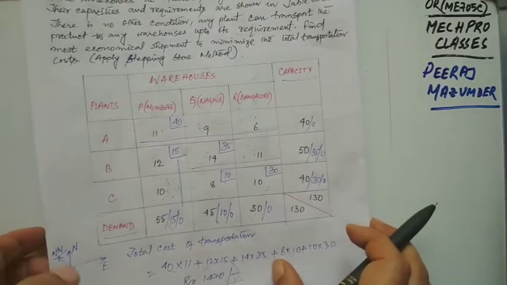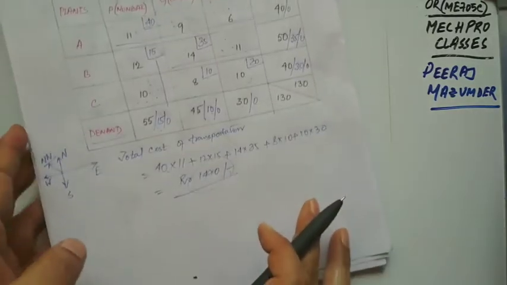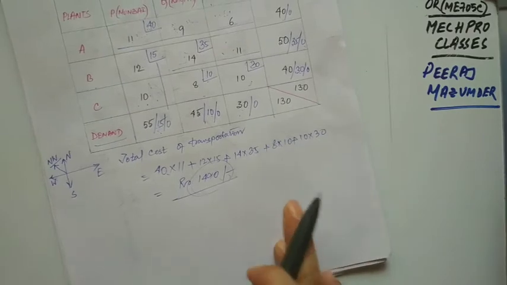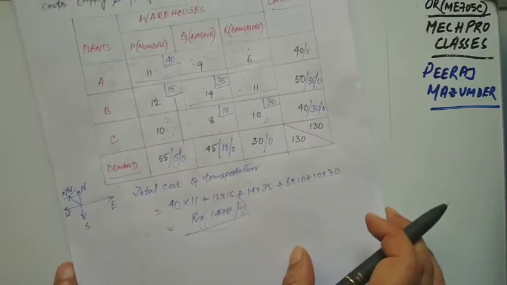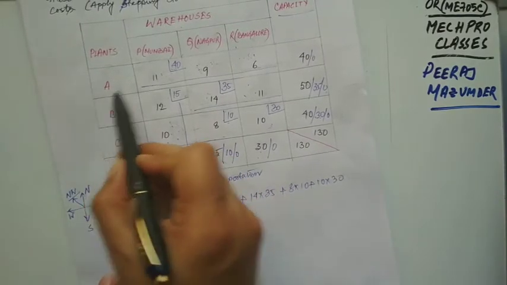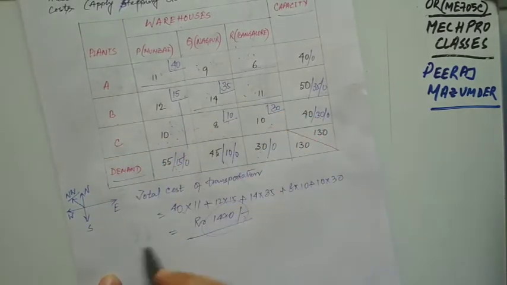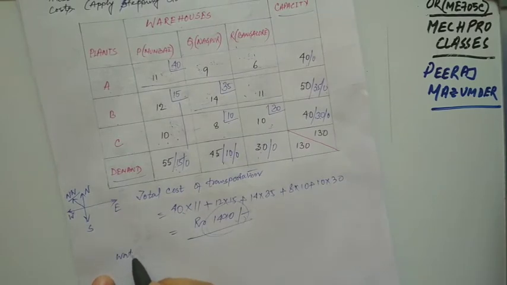For constructing the loops, the stepping stone method says we have to construct loops for all the unallocated cells. Now we have to find the unallocated cells over here. That is the water squares. Let us write the water squares' names first.